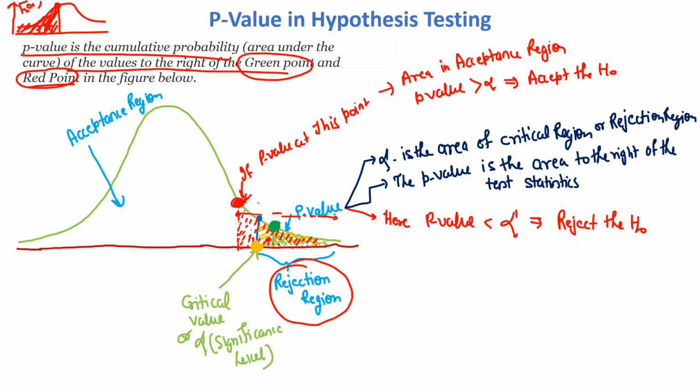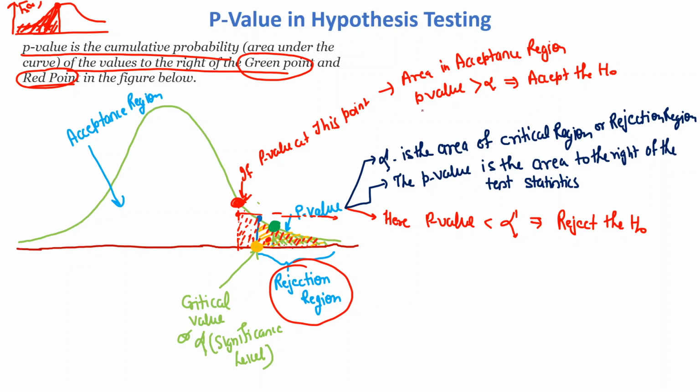In the same way, the p-value is an area. If we talk about the p-value from this red point, it is this total area, and if we talk about the green point, then it is the total green dotted area towards the right side. So this is your p-value. We will explain it with one example, after that you will visualize everything in a proper way.